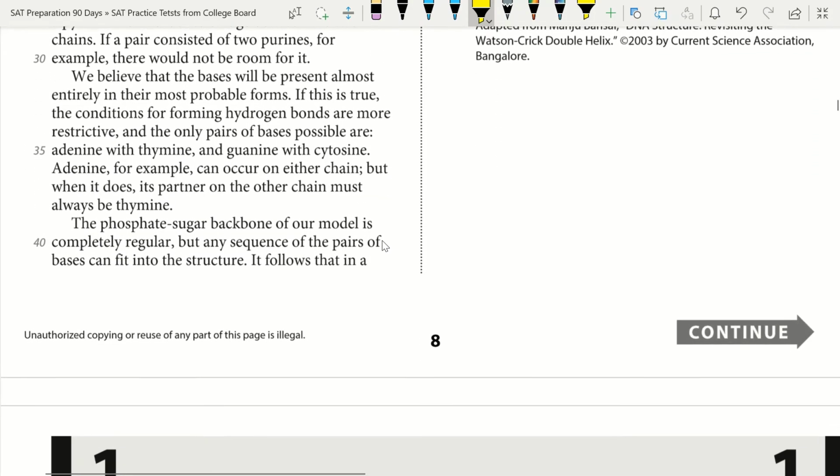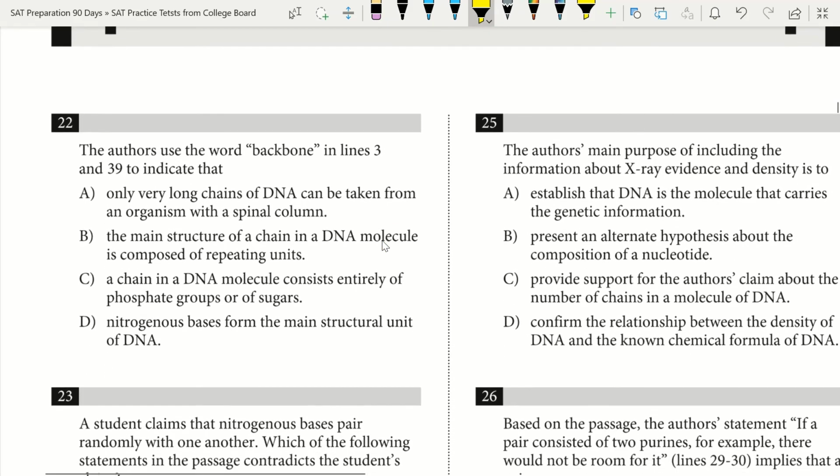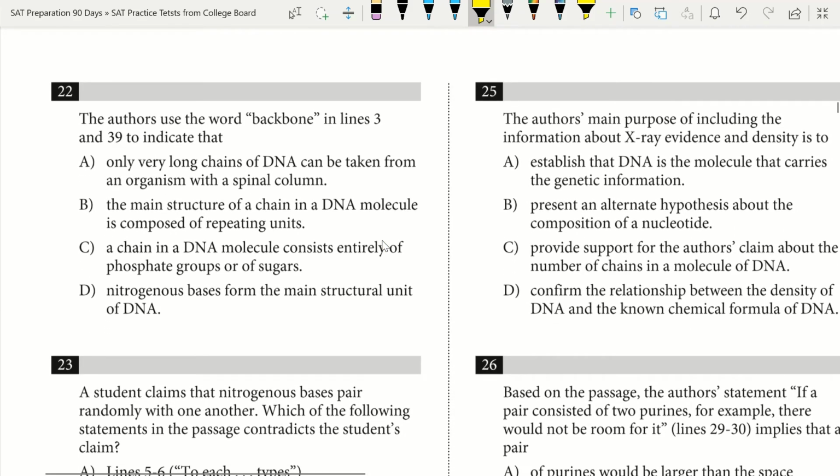That's very long. And then in line 39, it's down here: the phosphate sugar backbone of our model is completely regular, but any sequence of the pairs of the base can fit into this structure. Okay, so it's a phosphate sugar backbone with repeating structures along it. So we look at our answer choices. A, only very long chains of DNA can be taken from an organism with a spinal column. We don't talk about that, so we can get rid of A.